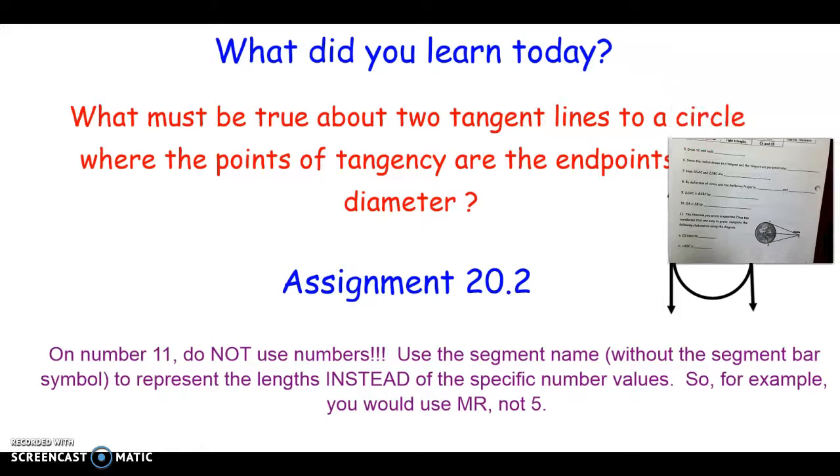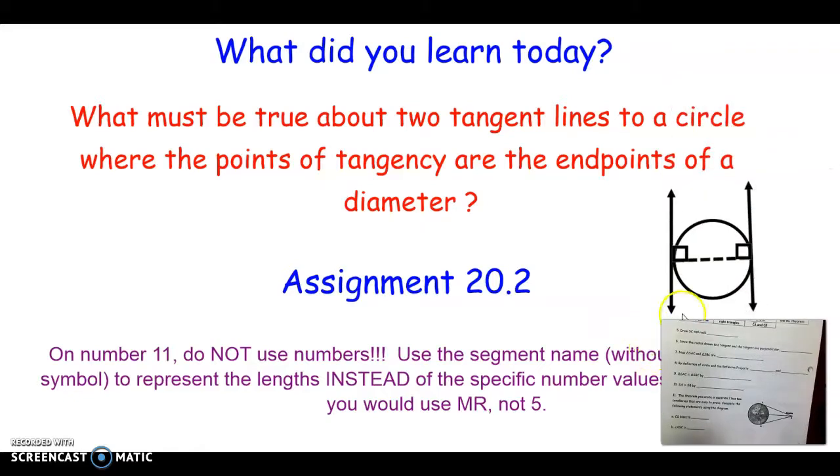Okay, so our wrapping up question says, what must be true about two tangent lines to a circle where the points of tangency are the endpoints of a diameter? So I've given you a figure here where we have a diameter going across the circle and we have two tangent lines. Remember, a radius to a tangent line creates that right angle. So I have a right angle formed at both of those points of tangency. And so these lines would have to be parallel to each other, and that uses the fact that these consecutive interior angles are supplementary. They add to 180 degrees.